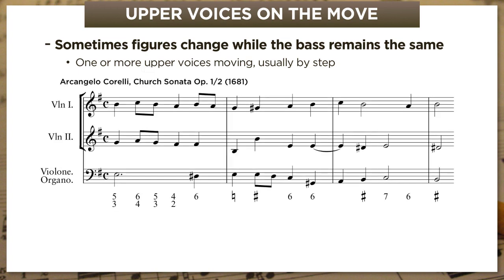Here's a piece from about 50 years or so before the Bach flute sonata we heard earlier. This is one of Arcangelo Corelli's church sonatas for two violins and continuo. And as you can see, it's got a figured bass. So as we listen, I want you to follow along and spot the places where the figures change while the bass remains the same.